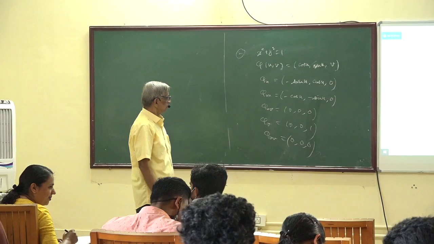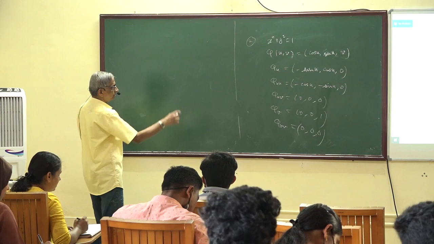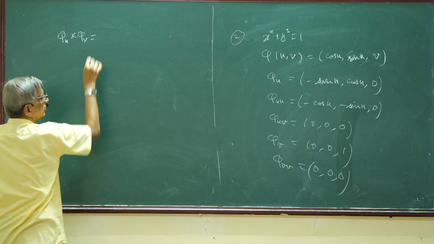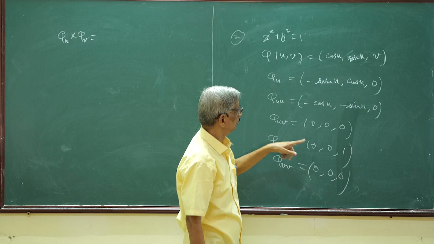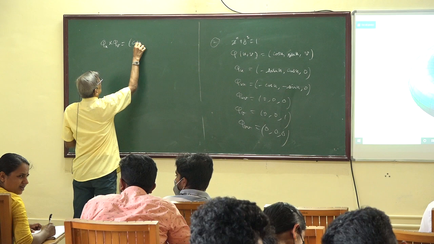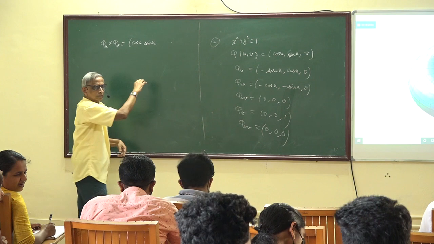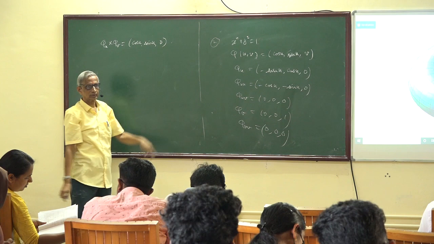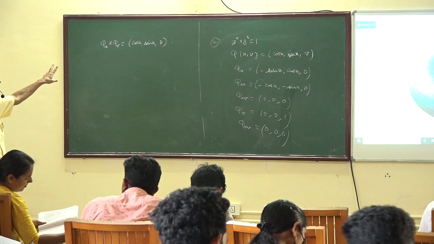So what is phi u cross phi v? Cos u, sin u, zero. Last one is zero. Cos u, comma sin u, comma zero. Right? So normalize, the norm of this is one already. So this is also n.